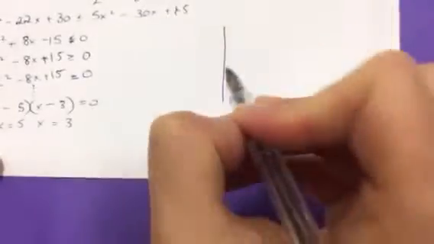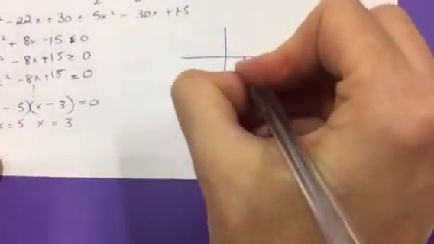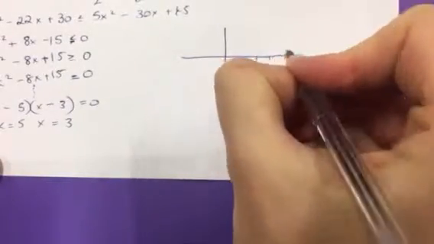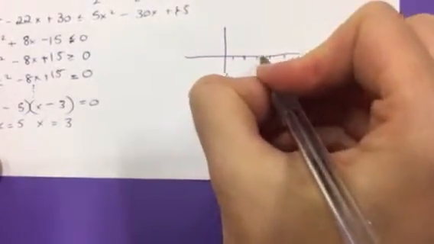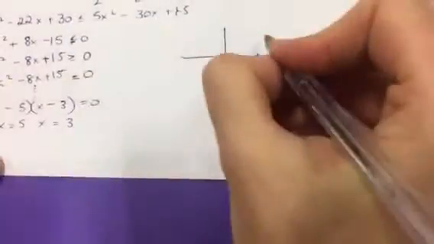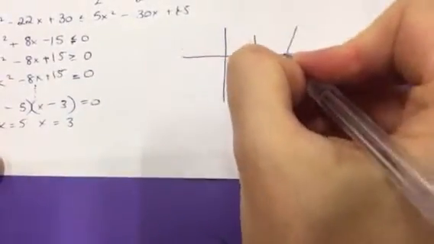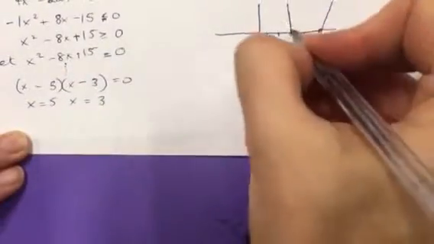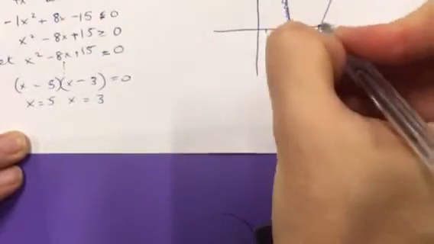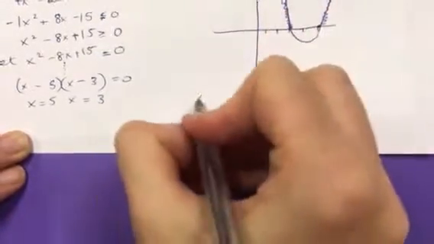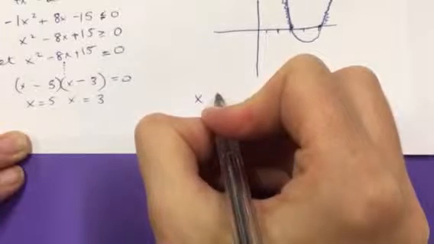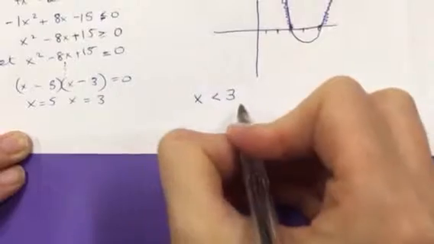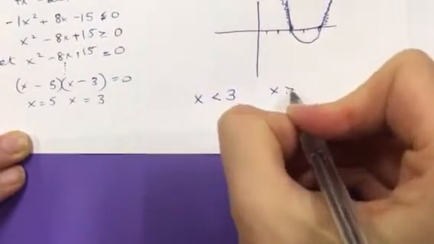And the reason I did this is so I can sketch it. It's a U shape. Now, where is my graph greater than or equal to 0? Anywhere there or there. So that's where x is less than 3, can't be equal to 3, and where x is greater than or equal to 5.